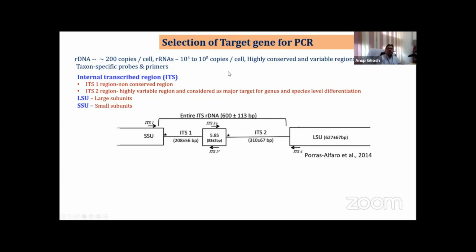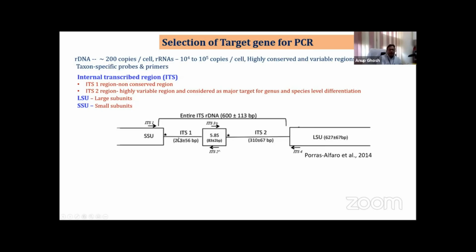So now there are so many terms you are coming to know, like ITS, the internal transcribed spacer region, LSU, large subunit, and SSU, small subunit. I am explaining this area because if you understand this ribosomal DNA, it will help you to design the primer and execute your experiment. So this is the whole ribosomal DNA. This is the ITS1 region, usually 208 plus or minus 56 base pair. ITS2 region is 310 plus or minus 67. In between is the 5.8S. And this is the 18S SSU or small subunit and 28S or large subunit. So this is the whole region.